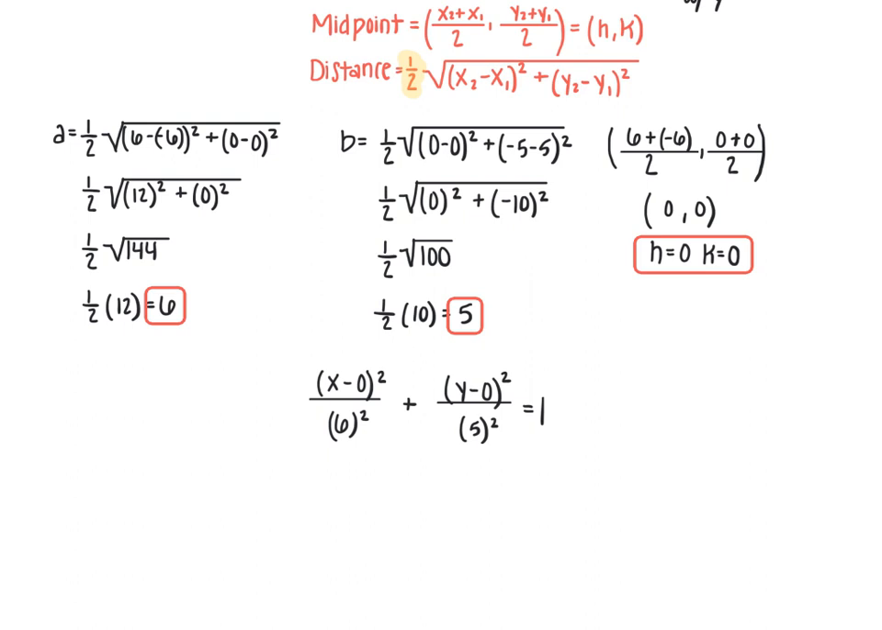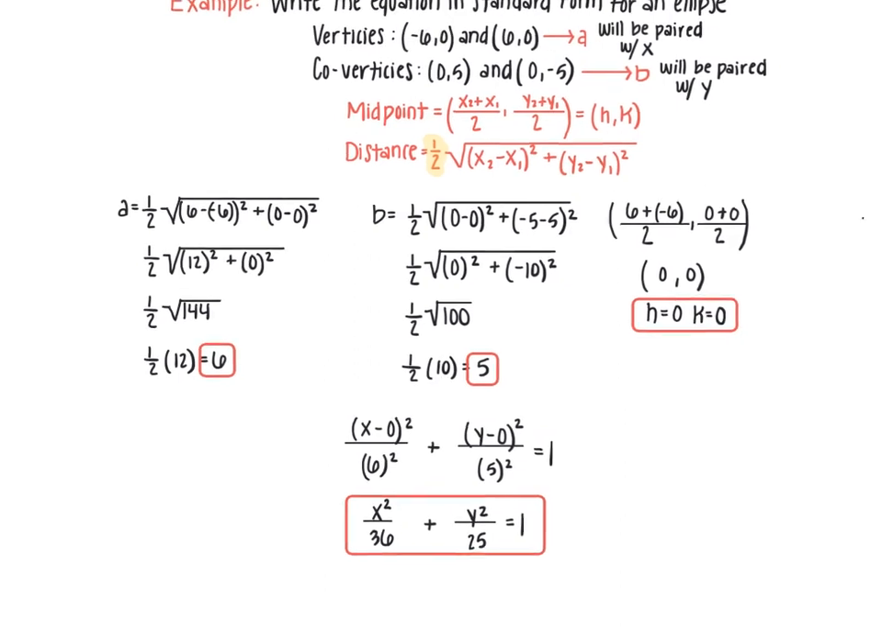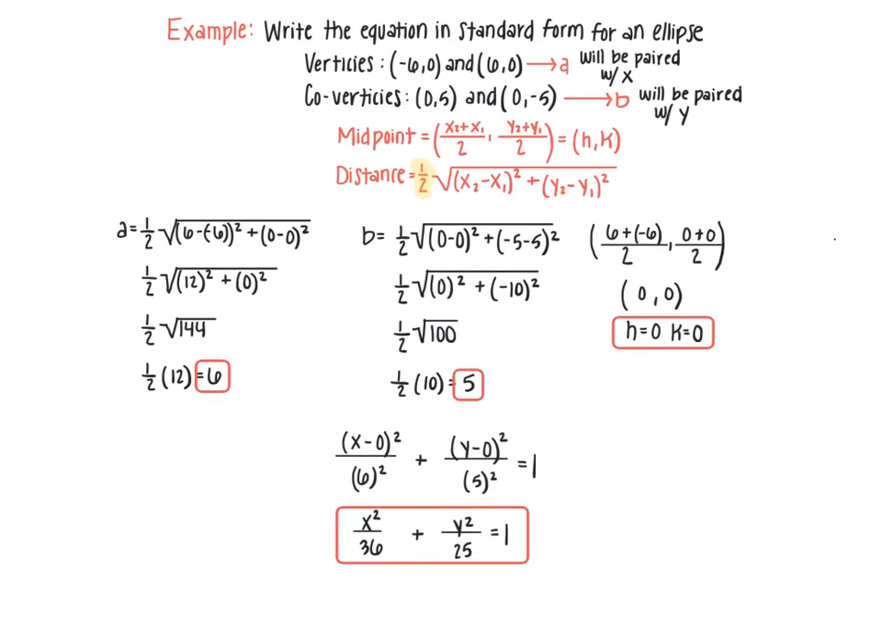So let's go ahead and clean this up. I can drop both the zeros because they don't do anything for us. So I'm going to have x squared over 36 plus y squared over 25 is equal to 1. So we were simply just given our vertices and our co-vertices, and using all the information we know about ellipses, we were able to come up with our equation.